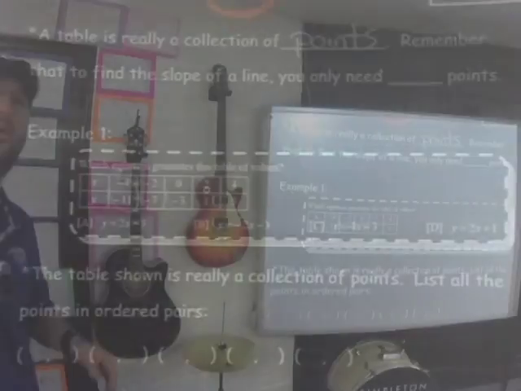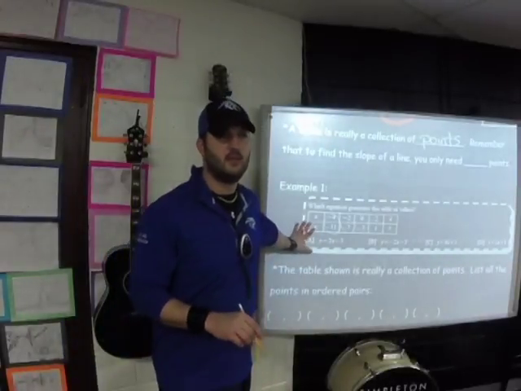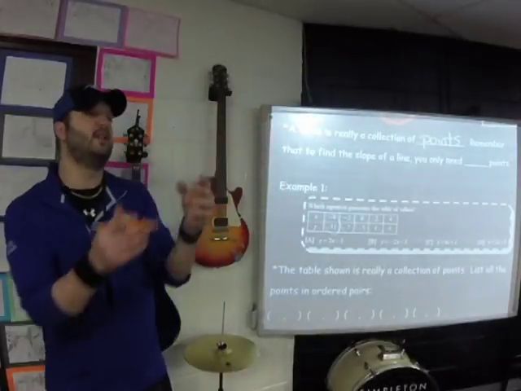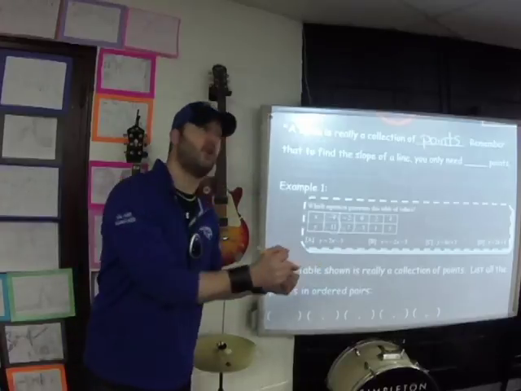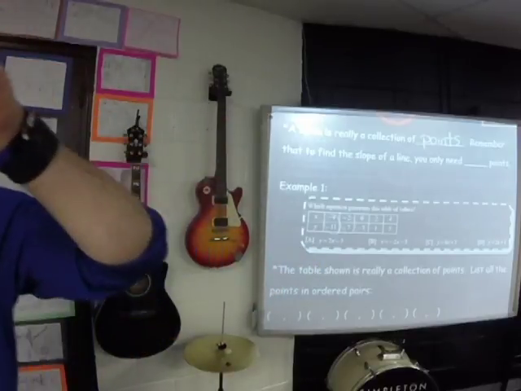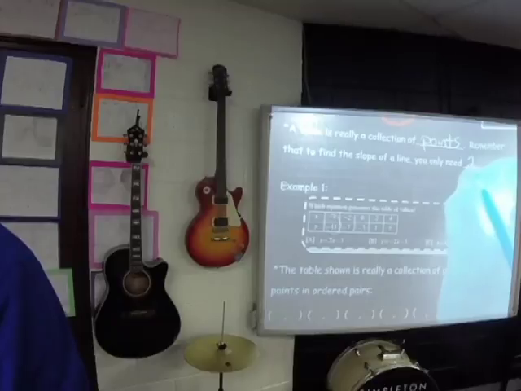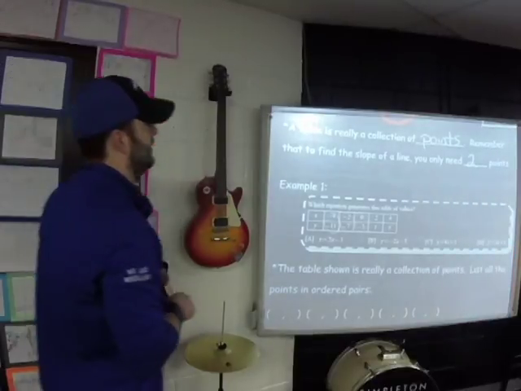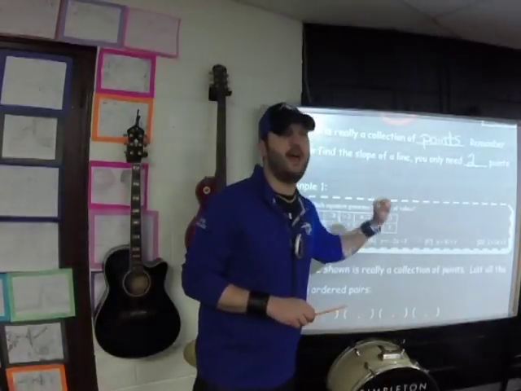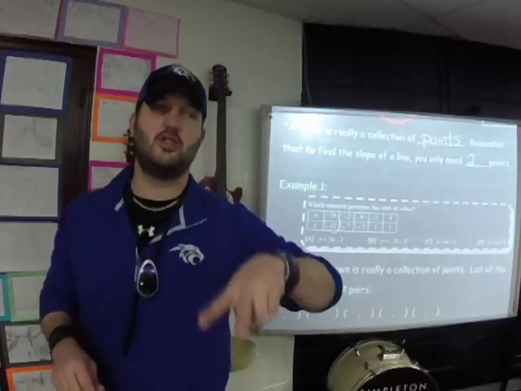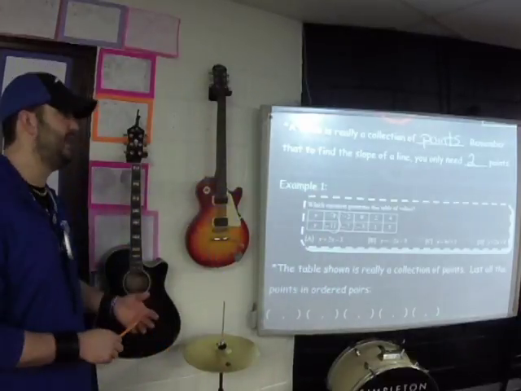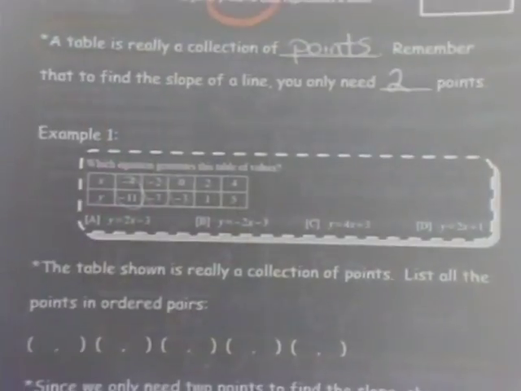How many points are required for you to figure out what the slope is? 2. Well, you need an x and a y, but then you need an x and y. That's 4 numbers, but you really need 2 points, right? All right, now if you remember what we've said in the past, any time that you have 2 points, you need to be able to find the slope.